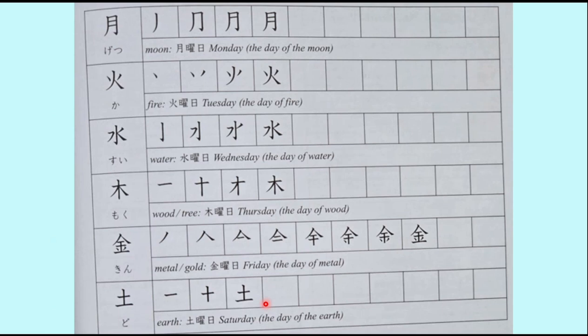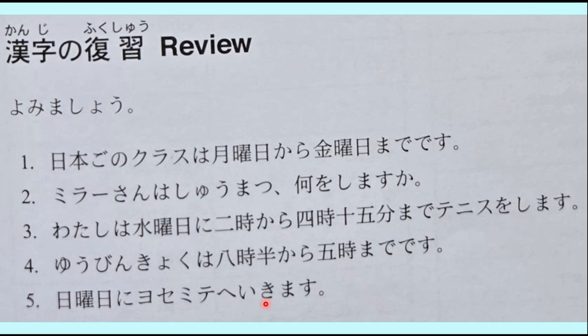So these are the seven symbols which represent the 7 days of the week when prefixed in front of yobi, which means day. Now those were the kanji characters which we learned. So you should practice them on paper according to the stroke order that I just mentioned, and you can learn them. So next is, you can see here, review.